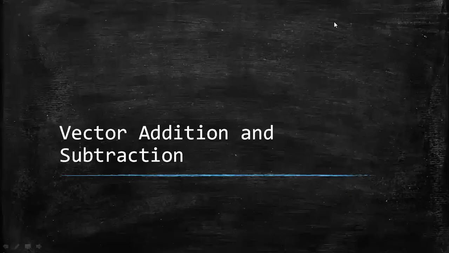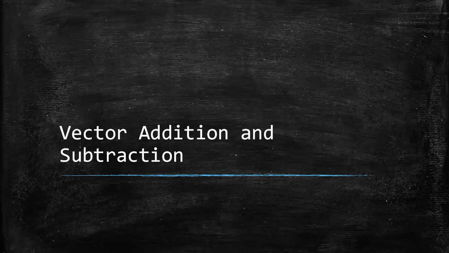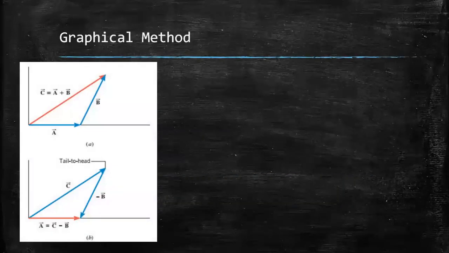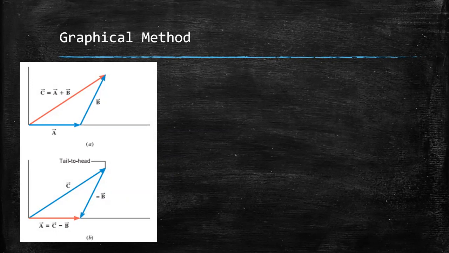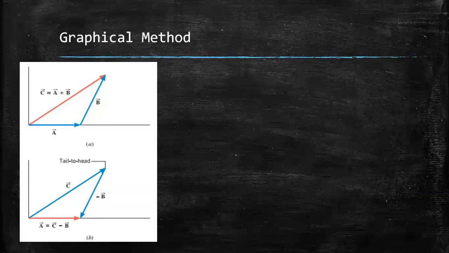Vector addition and subtraction. There are two methods in doing vector addition and subtraction. The first one is the graphical method. When two vectors to be added are not perpendicular, the tail-to-head arrangement does not lead to a right triangle, and the Pythagorean theorem cannot be used.